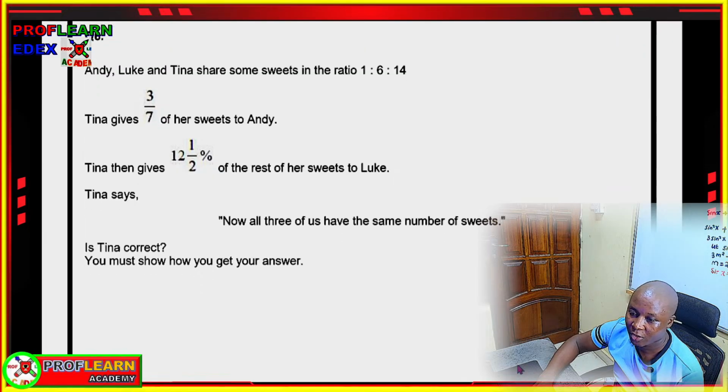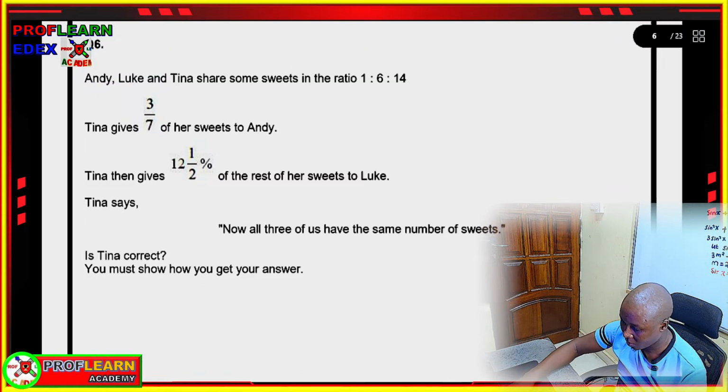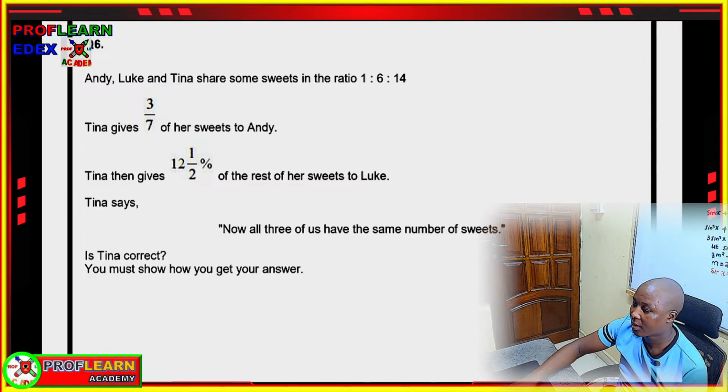To do fractions and percentages, this is the next part of the question we are going to look at on how to work out.